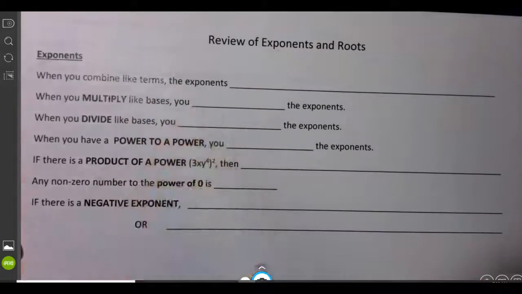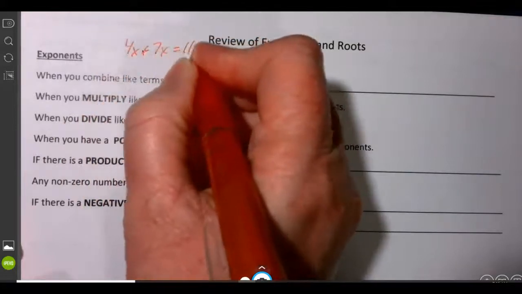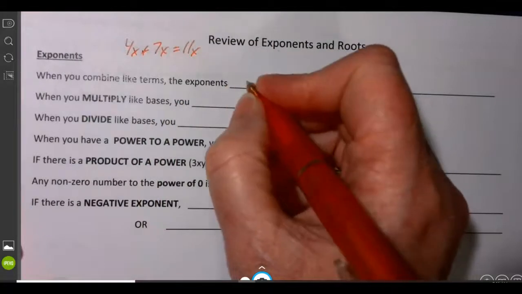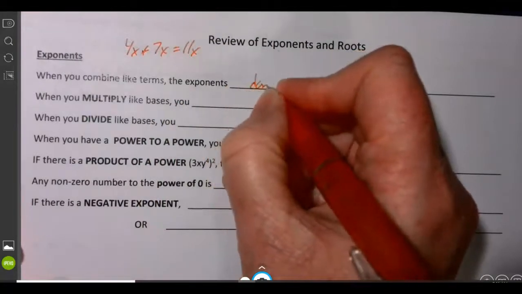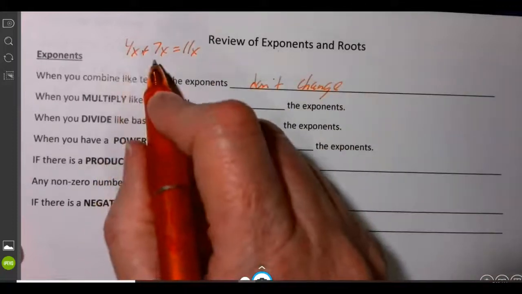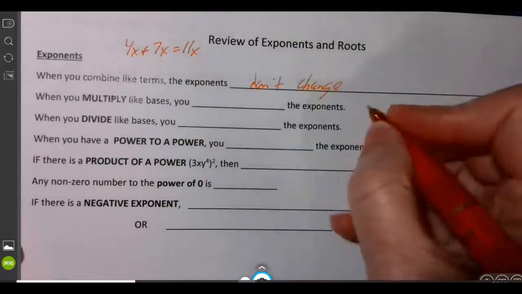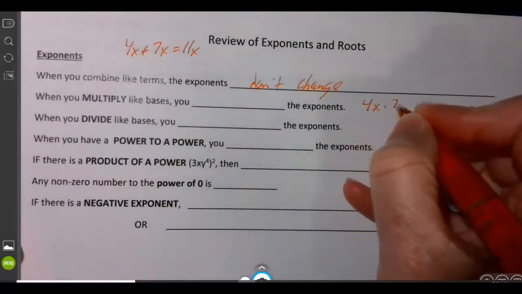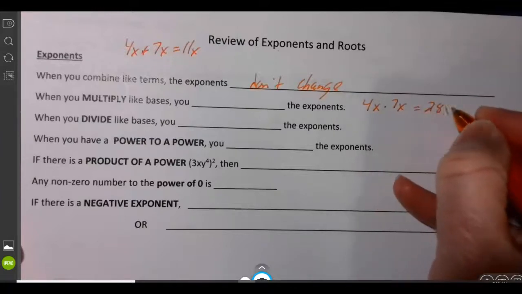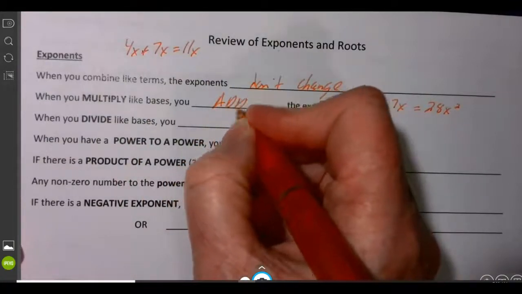When you combine like terms, so if I take 4x plus 7x, I get 11x, yes? So when you combine like terms, the exponents don't change. So 4x plus 7x is 11x. See how that exponent does not change. When you multiply like bases, so if I take 4x times 7x, I get 28x squared, because when I multiply like bases, you add the exponents.